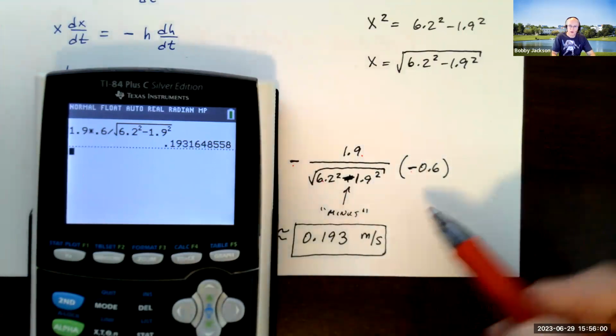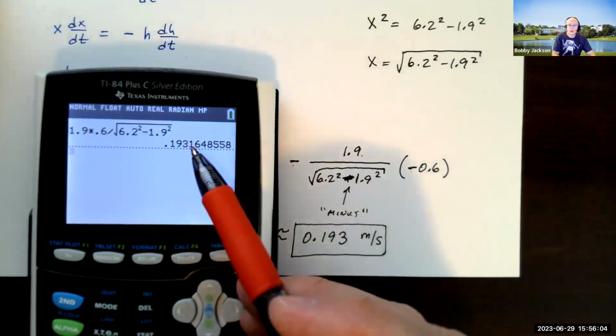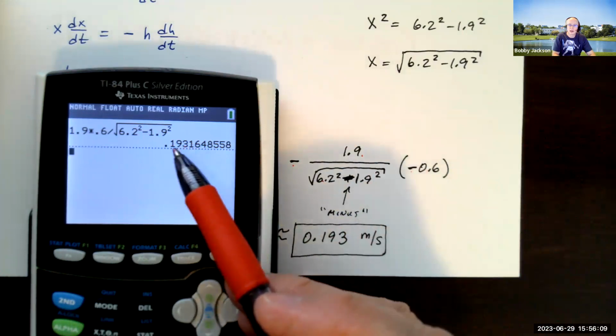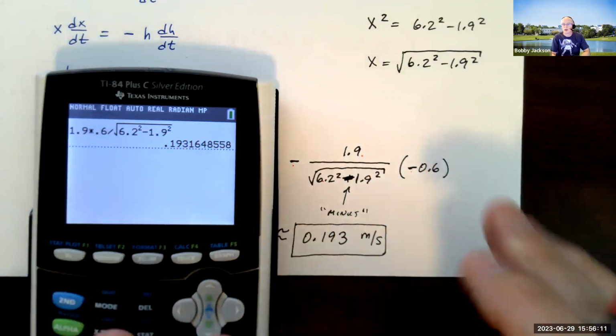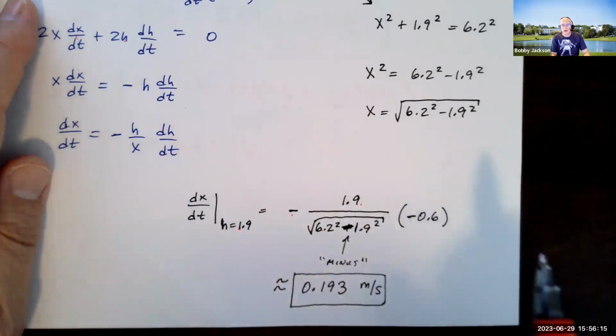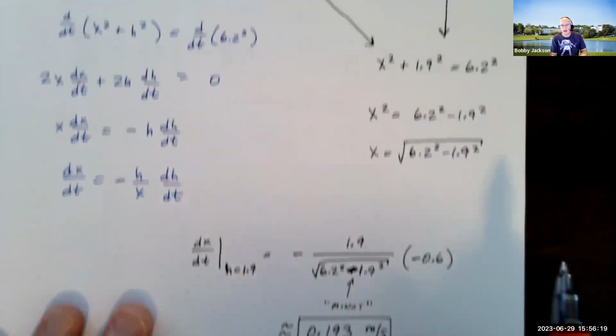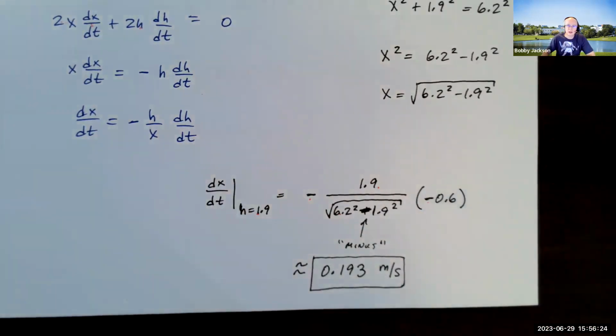We wanted to round it to the third decimal place. The fourth decimal place is smaller than 5, so we leave the 3 the same: 0.193. And notice our units must be meters per second, because the length units are in meters and the time units are in seconds. Okay, so hopefully this is helpful on this one. Nice little ladder problem.